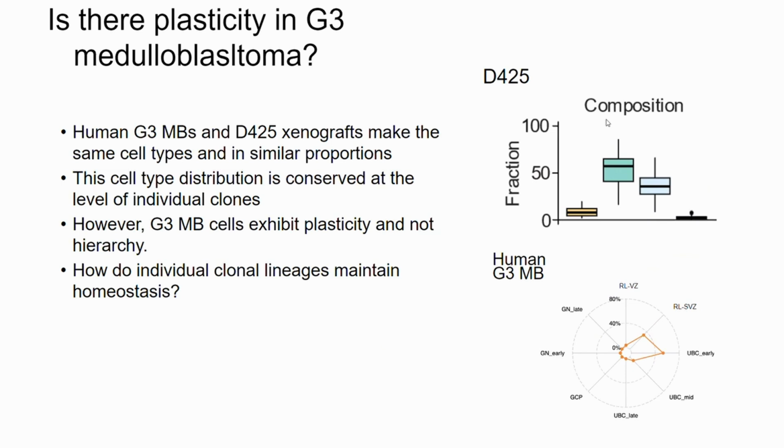So in summary of this portion, human group 3 medulloblastomas and the model system that we used make the same cell types. And they make the same cell types in roughly the same proportions. And those proportions are conserved down to the level of individual clones. We do find evidence for plasticity and dedifferentiation. And I think this poses a very important basic science and translational question, which is, how can these cells maintain such homeostasis in the presence of plasticity?